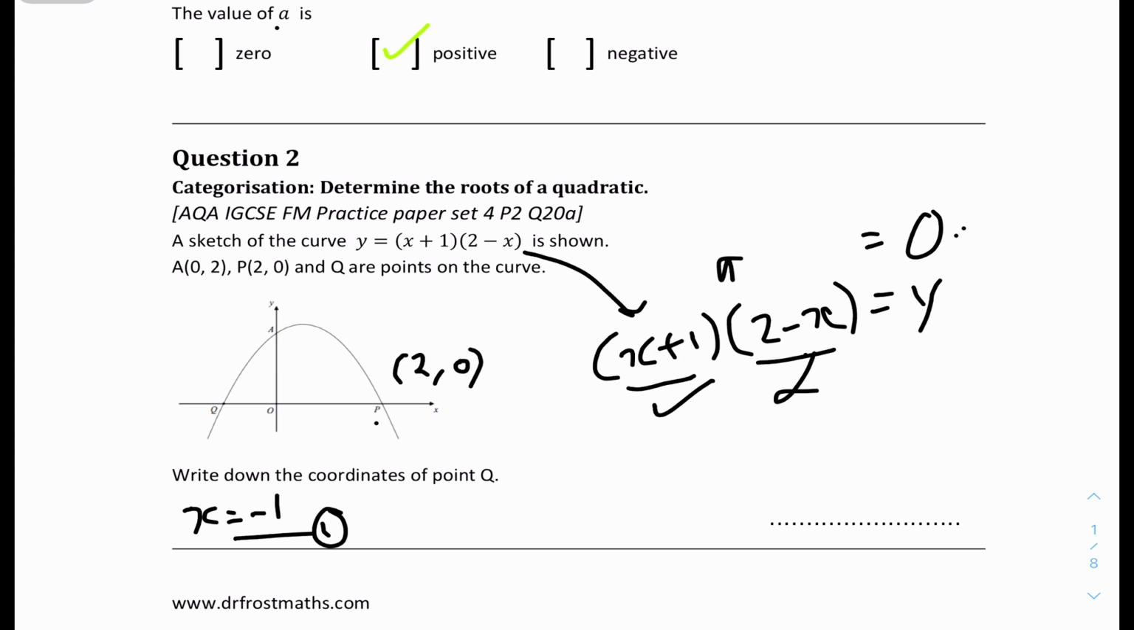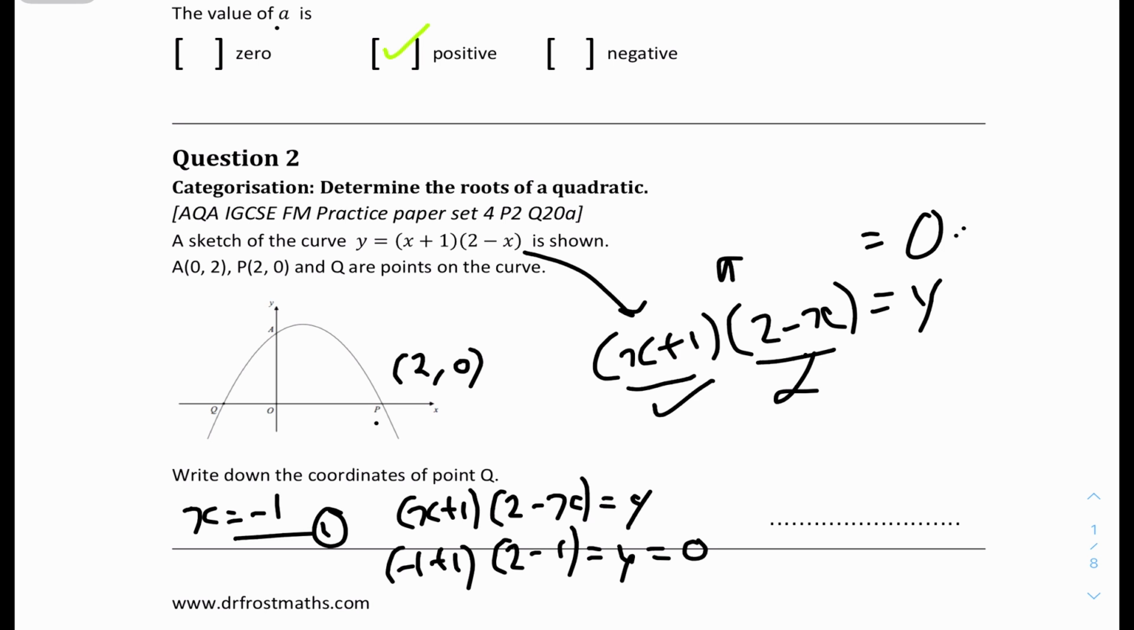So once we have the value for x, we have to find the value for y. So just use the original equation of x plus 1 times 2 minus x, and substitute x equals minus 1 to find the value of y. Substituting x by minus 1, we get minus 1 plus 1, and this minus 1, which is basically 0 because it's an x-intercept, or the root. So point Q will be minus 1, 0.